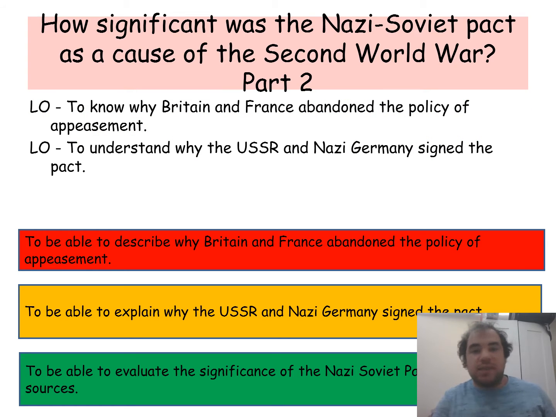Nevertheless, we are on to the second part of how significant the Nazi-Soviet Pact was as a cause of the Second World War. I think we know why Britain and France abandoned the policy of appeasement. I think we've got the background and the understanding of why the Soviet Union and Nazi Germany signed the pact. There's a lot of information there. But as I said in yesterday's lesson, today we are going to expand on that a little bit and look into that deeper analysis.